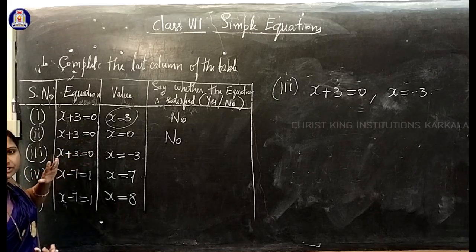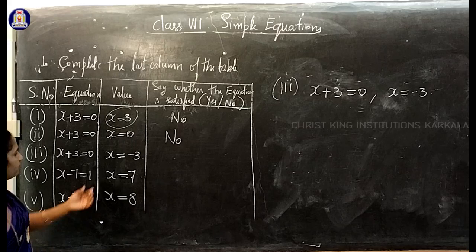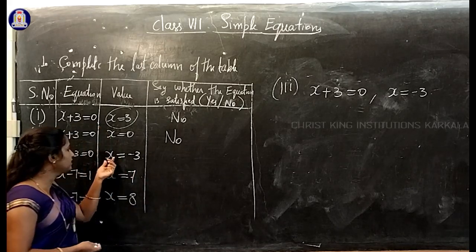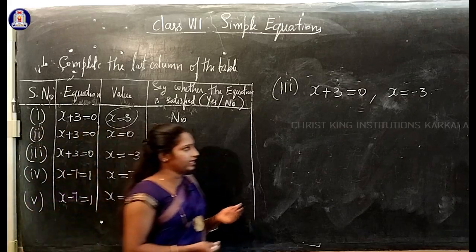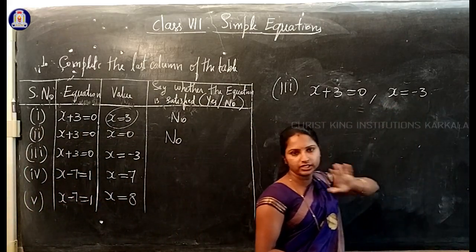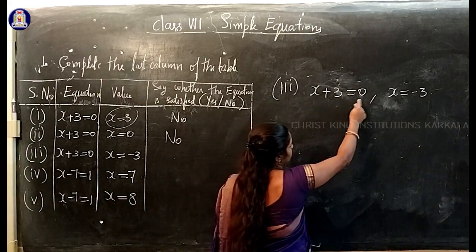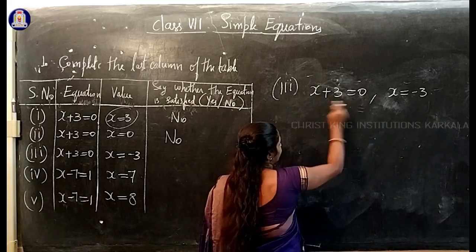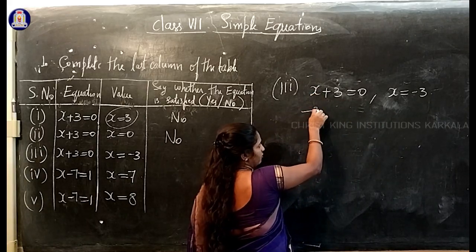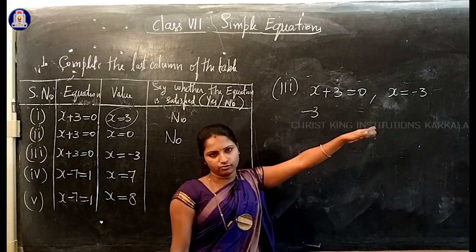Now third one, the equation is the same, right? x plus 3 is equal to 0, but the value of x is different. So what is the value of x here? x is equal to minus 3. That you must substitute in the equation. So the equation is x plus 3 is equal to 0. In place of x, you must write the value of x. x is minus 3. Put x is equal to minus 3.